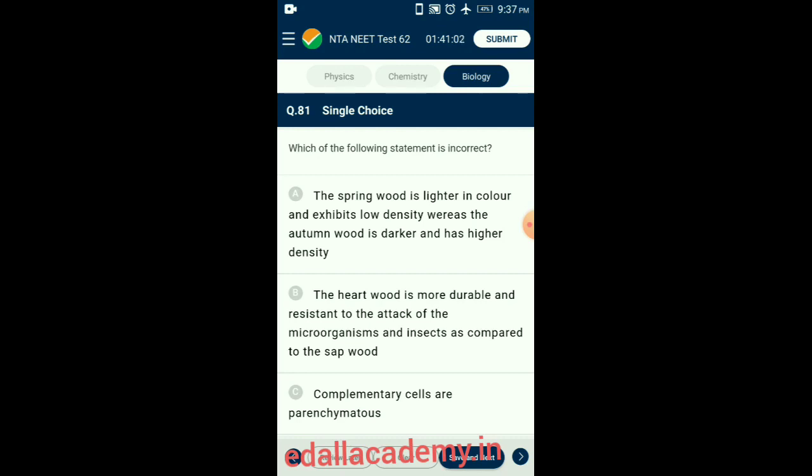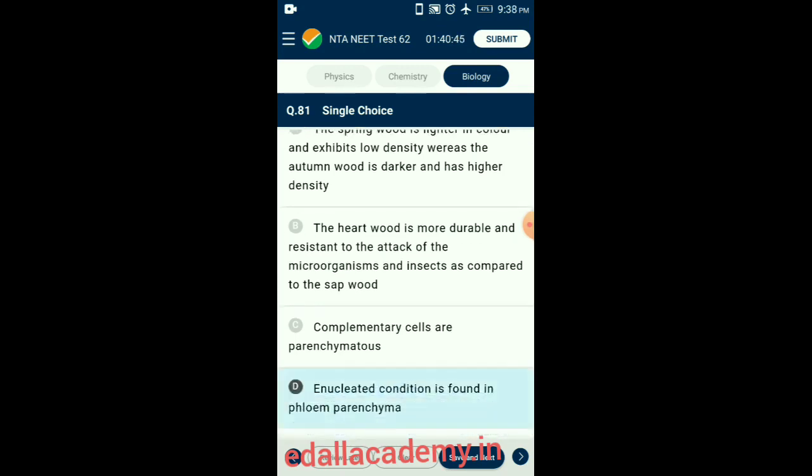Sieve elements are usually enucleated, although they are living cells, and are thus completely dependent upon the associated companion cells, leading to the concept of the sieve element companion cell complex. So the answer is option D. Enucleated condition is found in phloem parenchyma. That is the incorrect statement.